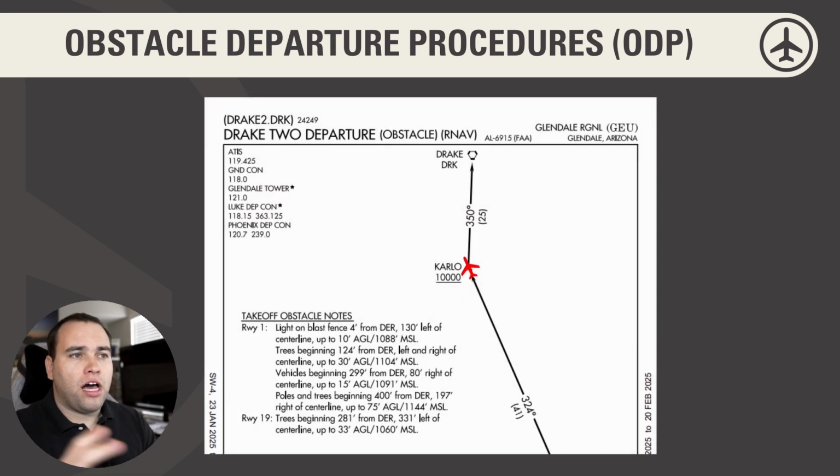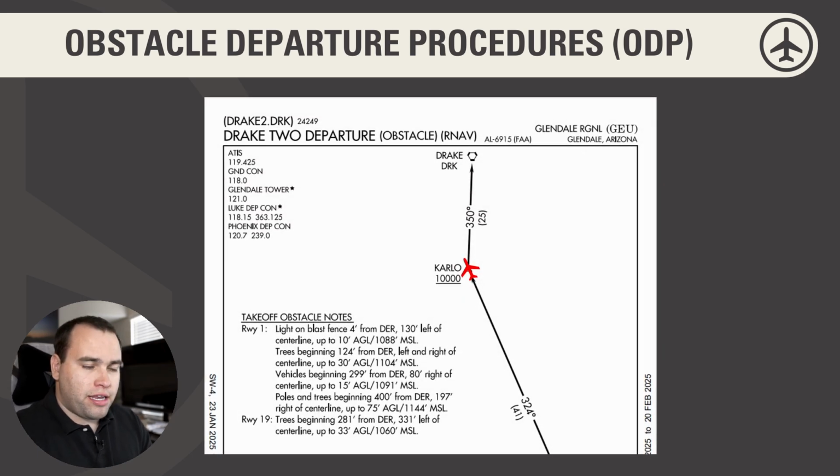We continue on up to the Drake VOR, and then wherever your depicted route is from there. So that is the Drake 2 departure out of Glendale. Pretty straightforward, not too crazy. And you can see it's literally drawn out exactly what you need to do, and it's kind of like a map, essentially, giving you exact directions on what you need to do. And this is graphically depicted.